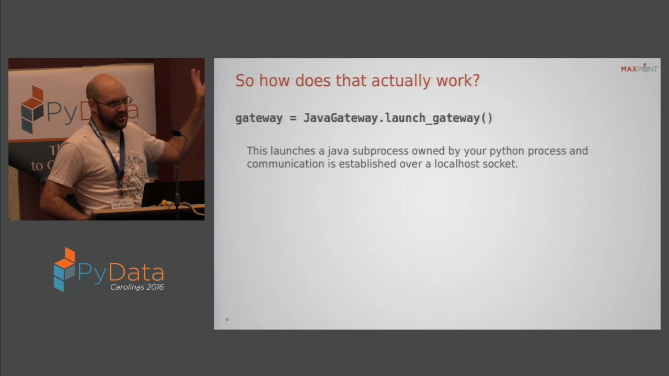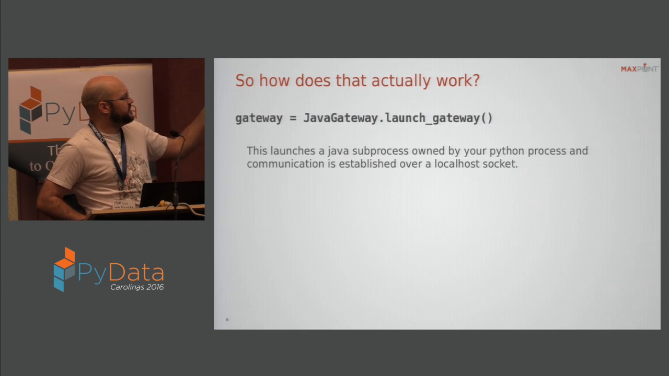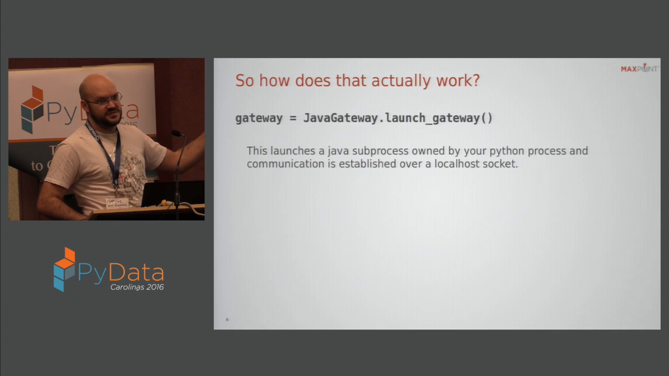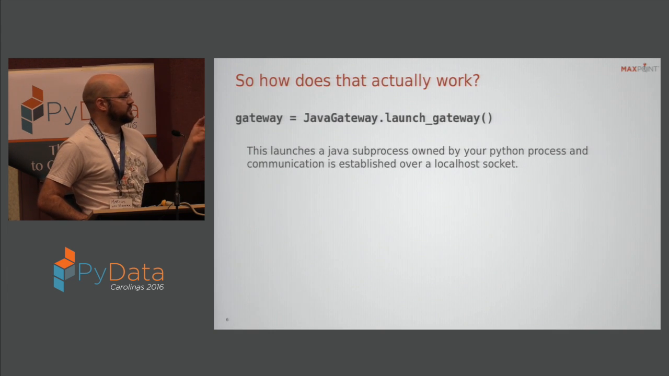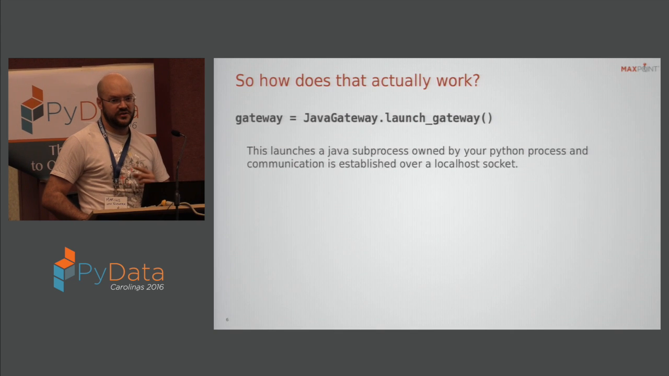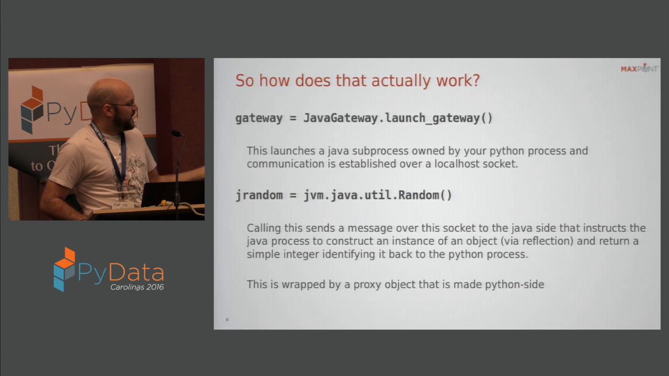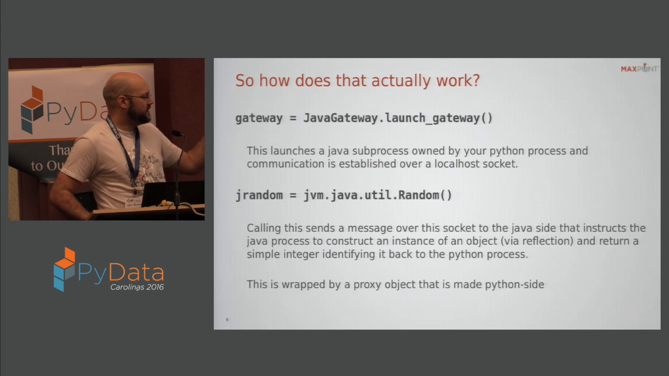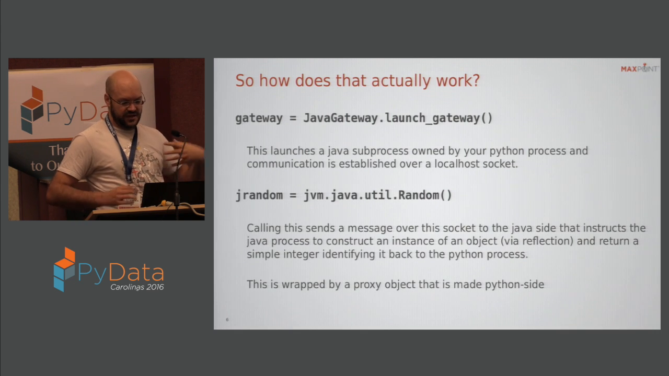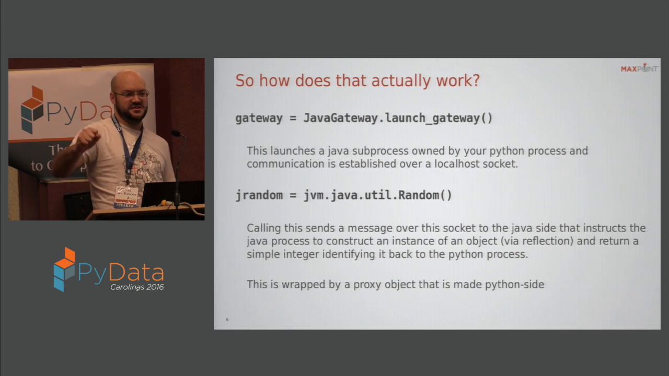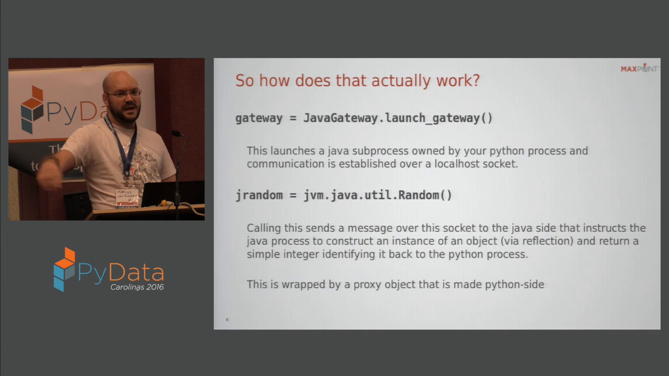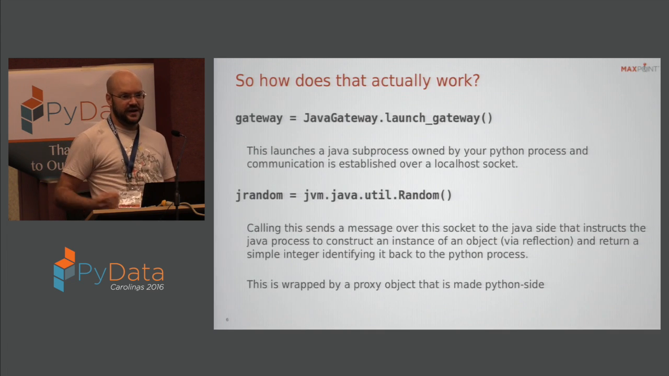So what exactly is going on here? When you do this, it launches a subprocess, and your Python process talks to that thing over a localhost socket. It uses a weird, magic communication mechanism that's specific to Py4j only, which is one of the annoying parts of it. When you call java.util.Random, that sends a message over that socket instructing the Java process on the other side, please go make me an instance of this via Java reflection.